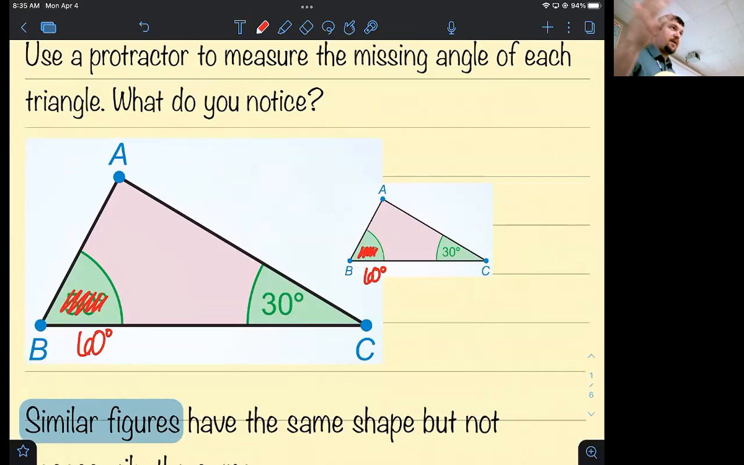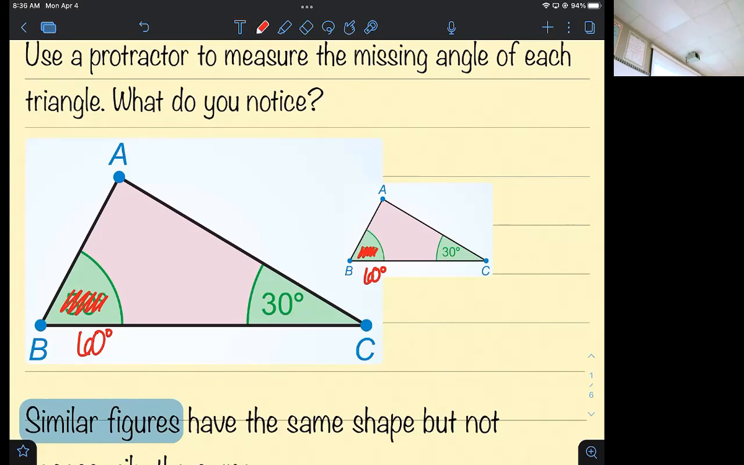All right, so we have one angle that's 30 degrees, one angle that's 60 degrees. Do I even need to measure the third angle? Why not? That's right. All triangles are going to add up to 180. So if you have an angle that's 30 and an angle that's 60, what does the third angle have to be in order for all this to add up to 180? It's got to be 90.